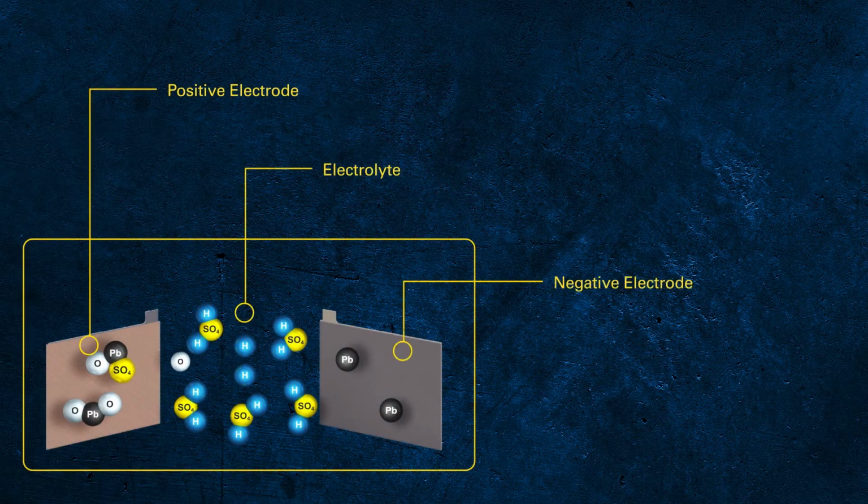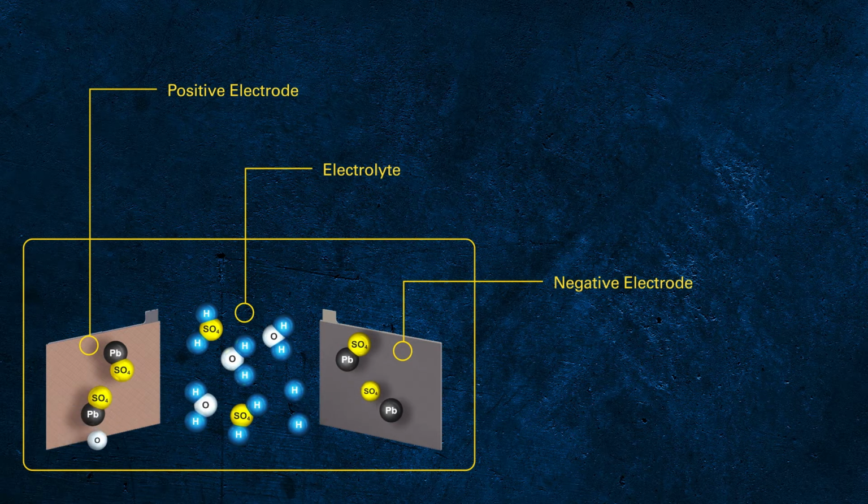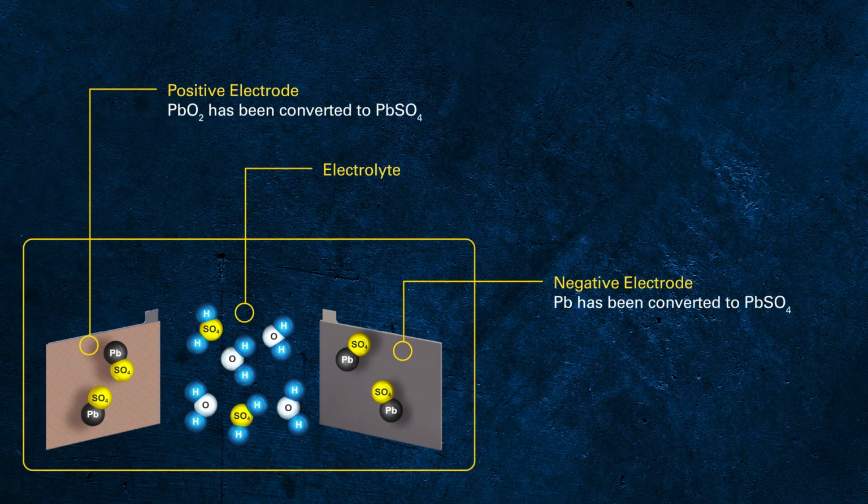What happened inside the battery is also very interesting. Due to the chemical reaction during the discharge, both plates, positive and negative, now contain lead sulfate, or PbSO4. At the same time, the concentration of sulfur in the electrolyte decreased.